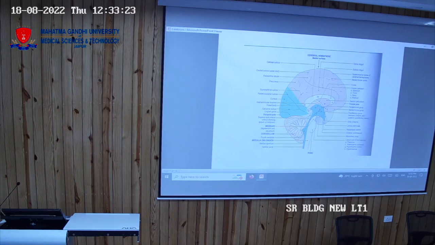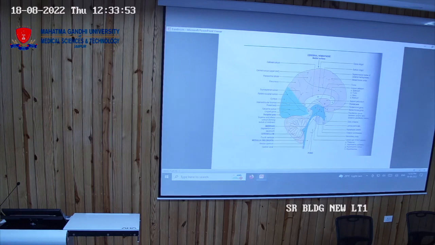And look at the upper part. As I told you, this is the part of the third ventricle, and anteriorly, the anterior wall, that I will show in the next diagram, there is the interventricular foramen. Through this interventricular foramen, the third ventricle is continued with the lateral ventricle. Alright, so these are the important parts of the medial surface.